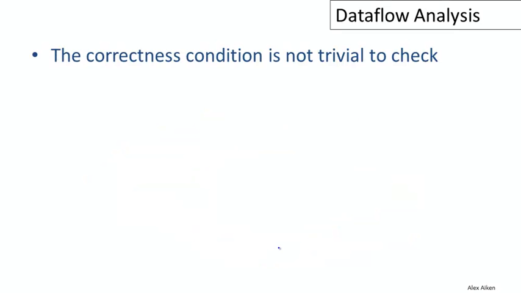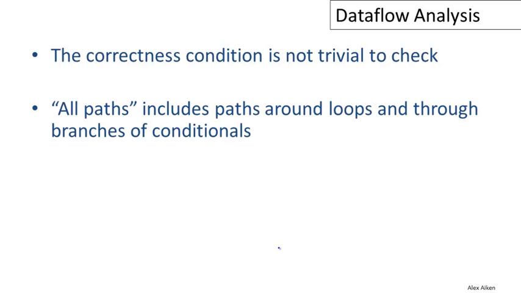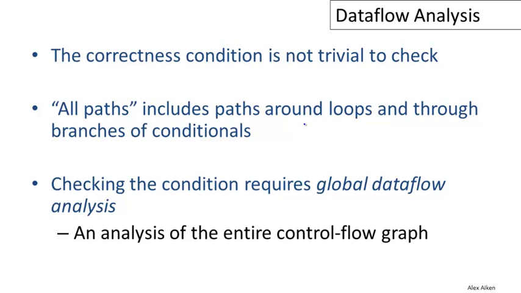In general, the correctness condition that a variable is assigned the same constant along all paths to a use of that variable is not that easy to check, because all paths includes paths that go around loops, as well as paths that go through conditionals, as we saw in the example. So checking these conditions is done through a family of techniques called global data flow analysis that is designed specifically to check conditions like this. And essentially, global data flow analysis is called global because it requires an analysis of the entire control flow graph.